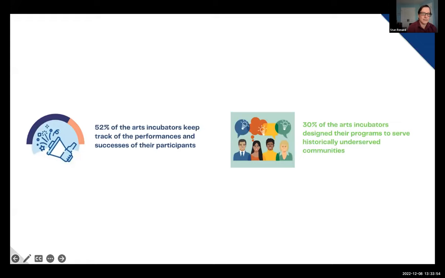Okay, so one thing that was perhaps disappointing, but not necessarily disappointing, but understandable too: most arts incubators don't have a large staff. They have a very small staff. And so they are overstretched. And since here we are talking about data and NADAC is a data repository, what we've seen is only about 52% of the arts incubators surveyed were keeping track of the performances and successes of their participants. So they're collecting data, only about half of them did so and had the capacity to do so.